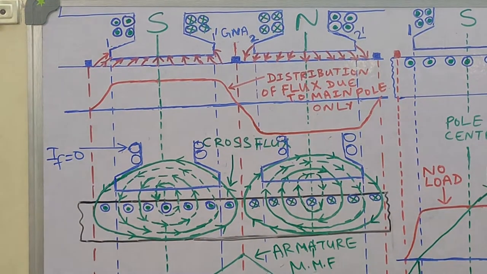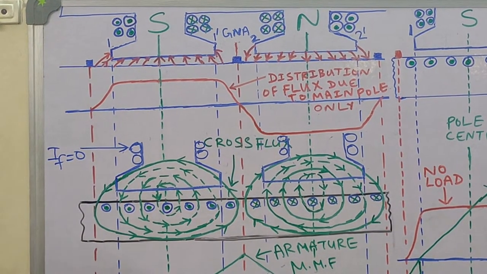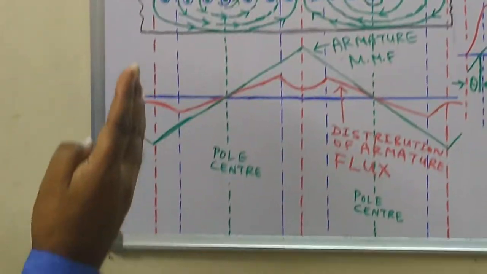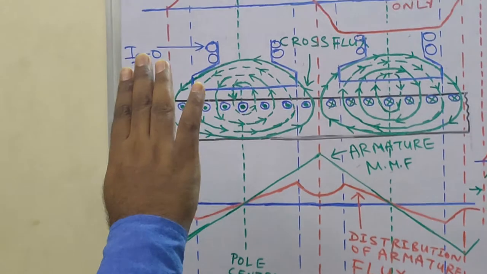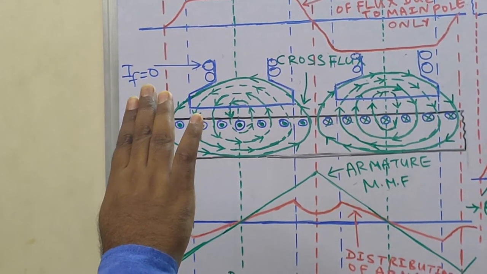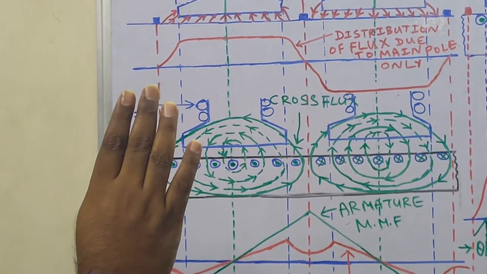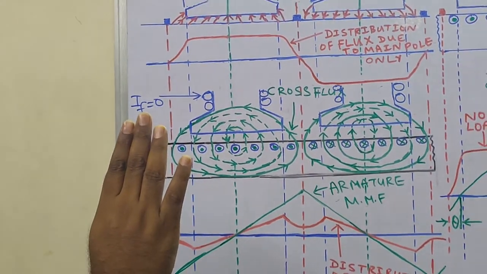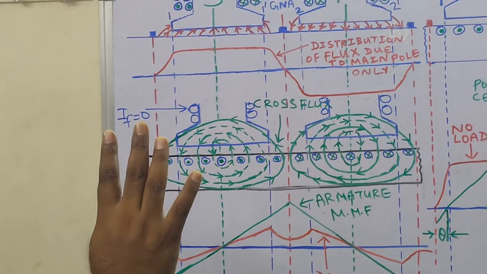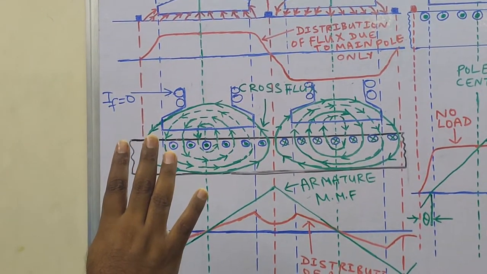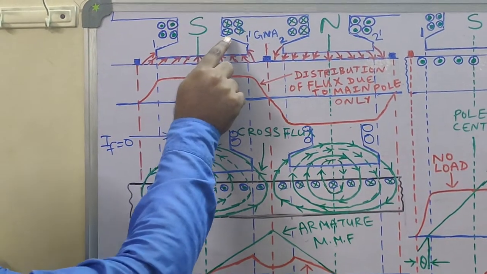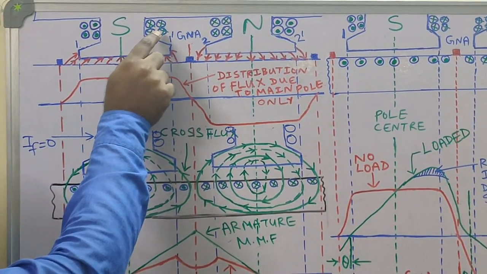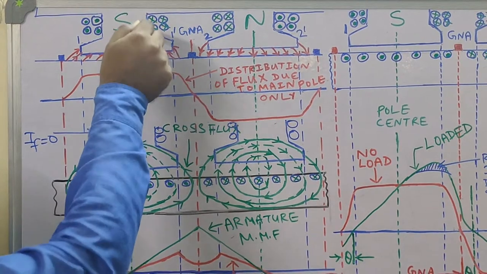If you apply the right hand grip rule, we have to only ensure that the four fingers of the right hand are moved along the direction of current. When moving the right hand fingers along the direction of current, we have to ensure that the nails of the four fingers are directed in the direction of current. So you see, on this side of the pole the conductors are indicated by cross. That means current is entering the field coils here.